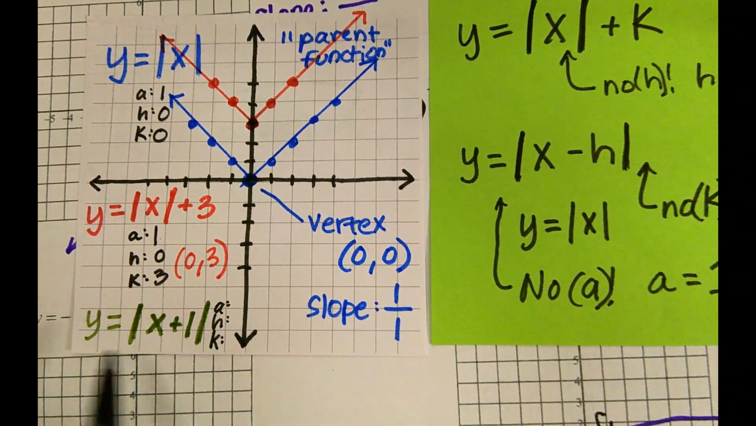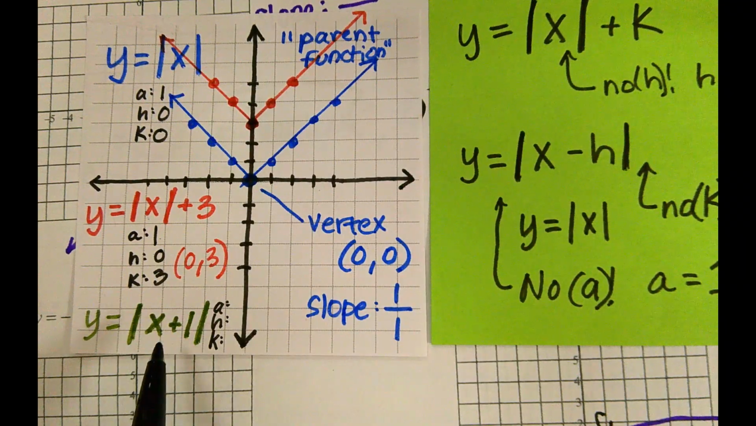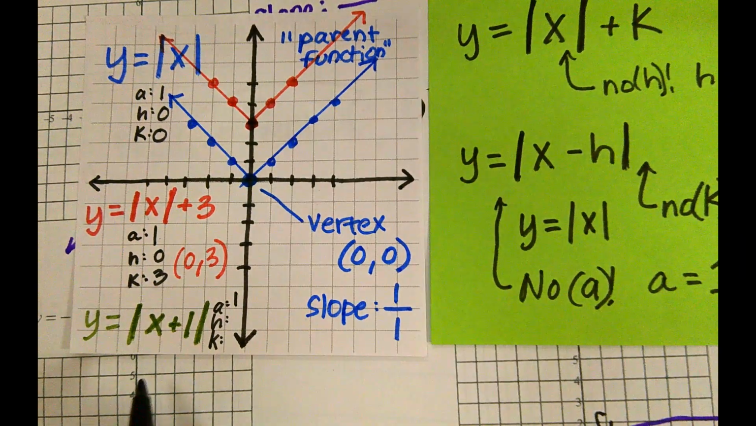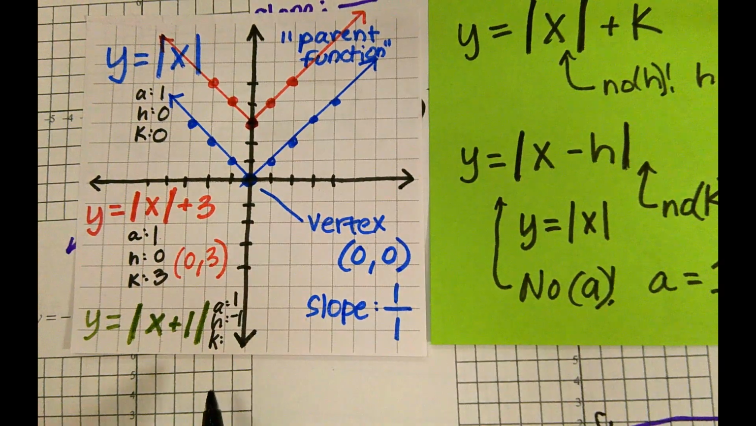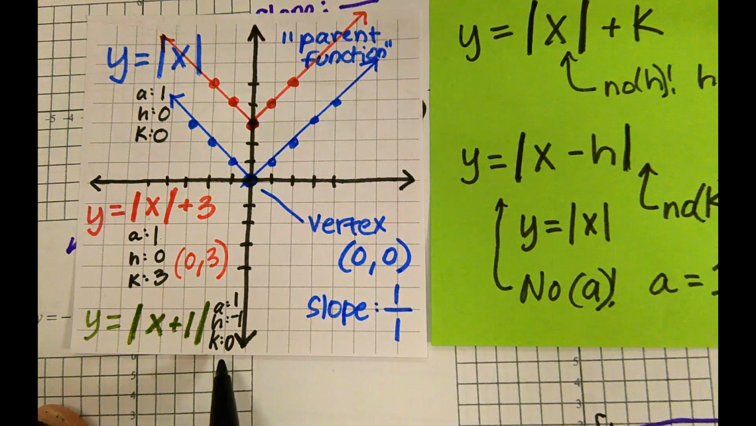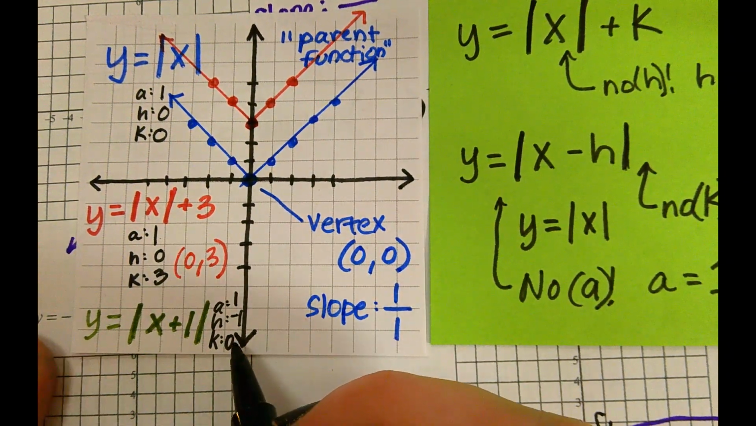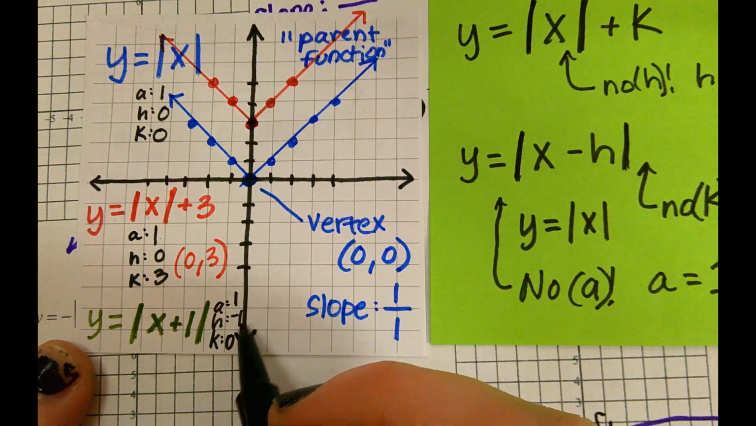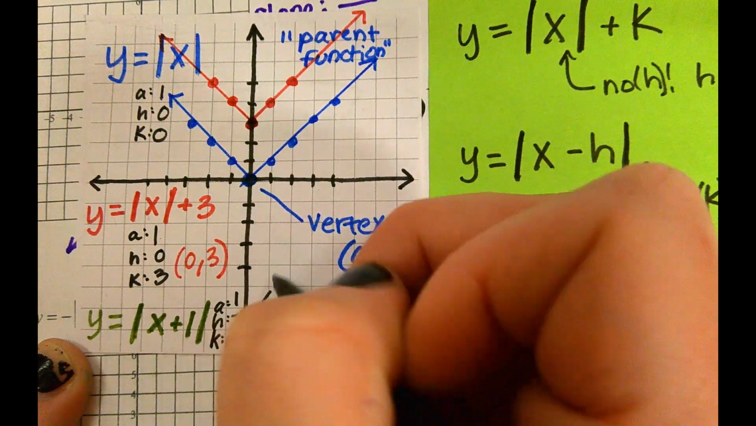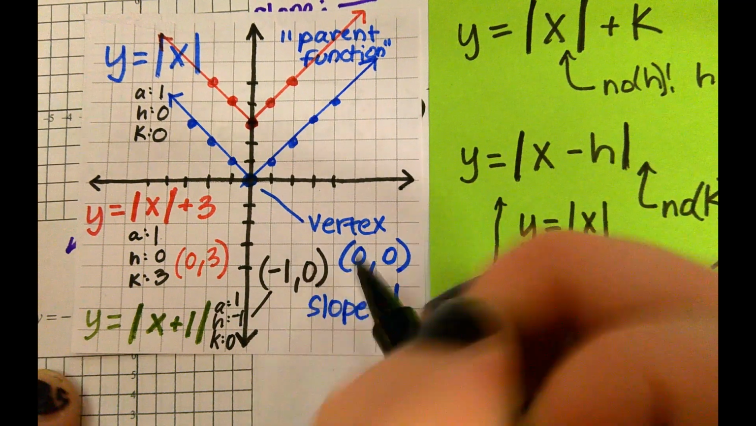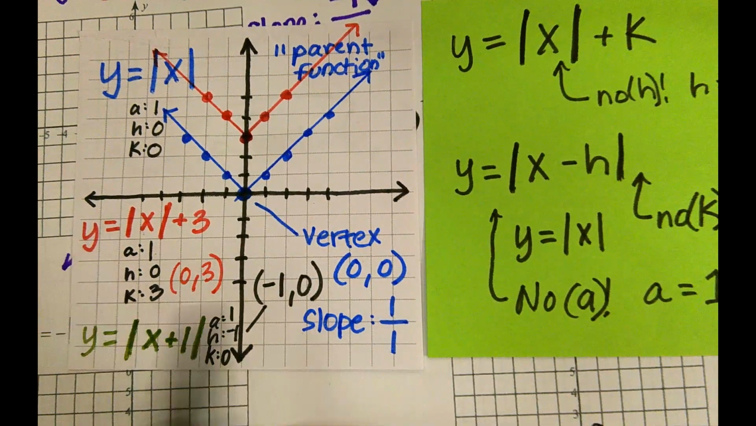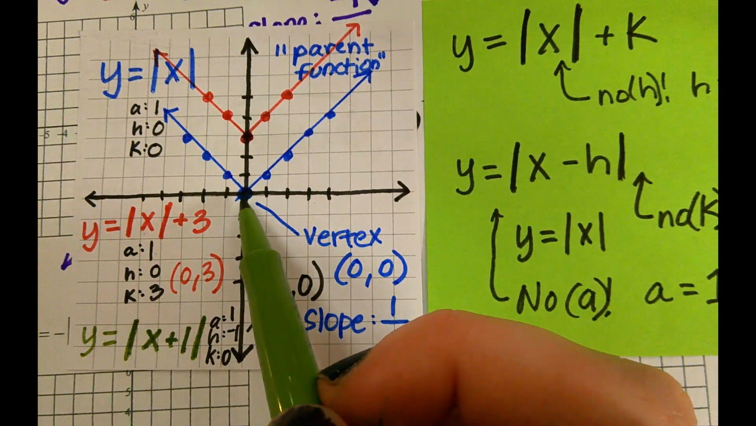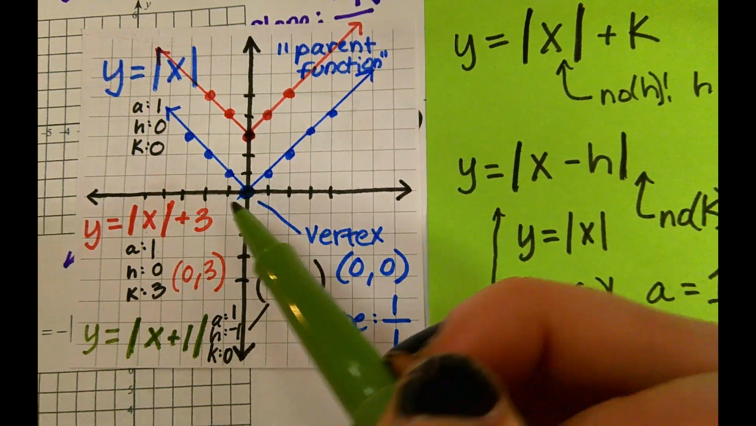What is my A for this problem? A equals 1. Good. What is my H? H equals -1. Yes. K equals 0. Okay, so what would be my vertex? -1, 0. My H is -1. My K is 0. So what happens now is our vertex moves again.